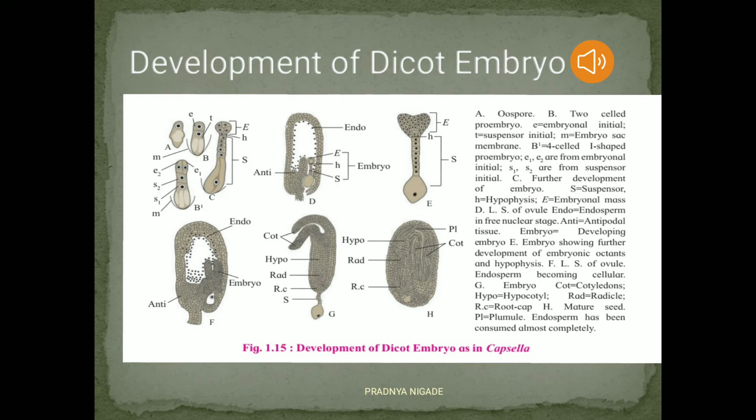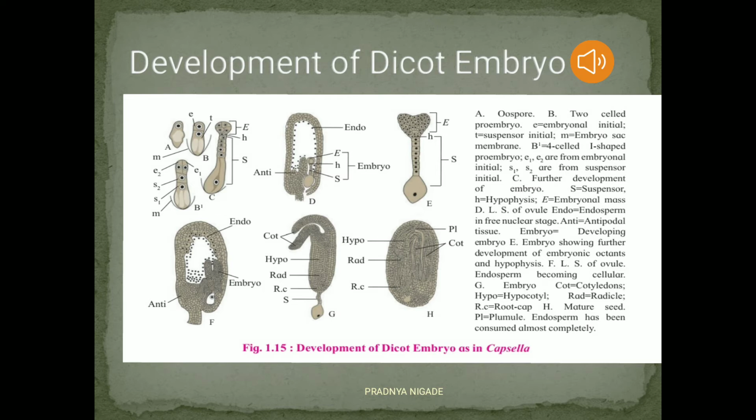Now, the zygote forms a wall around it and it is converted into the oospore. The oospore divides and forms a two-celled proembryo. The larger cell towards the micropyle is called basal cell or suspensor initial cell, and the smaller cell towards the chalaza is called terminal cell or apical cell or embryonal initial cell.